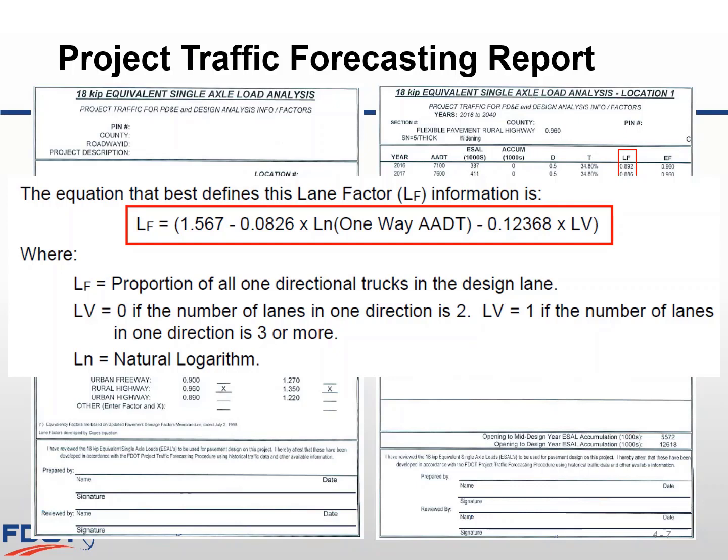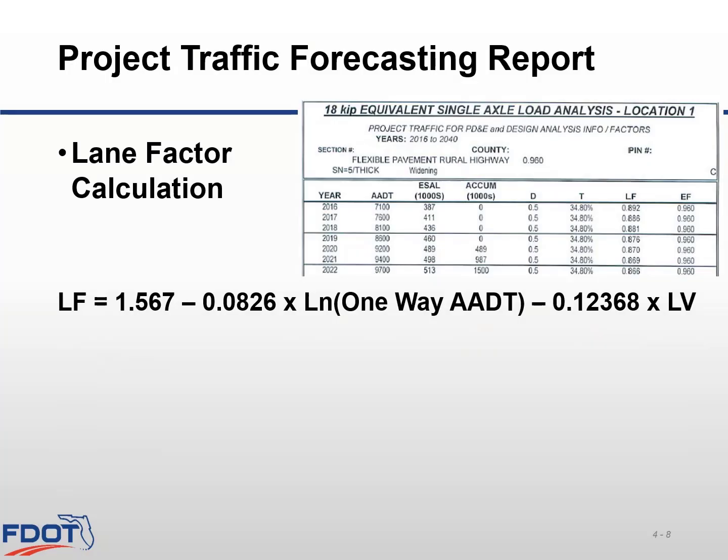So as you can see here, LV equals 0 when you have 2 lanes in one direction. LV equals 1 when you have 3 or more lanes in one direction. So let's do a quick sample calculation of the lane factor. In this example, we'll look at the first year here, which is 2016. We see in our lane factor equation here that we need the one-way AADT, and we need the information about how many lanes in one direction we have.